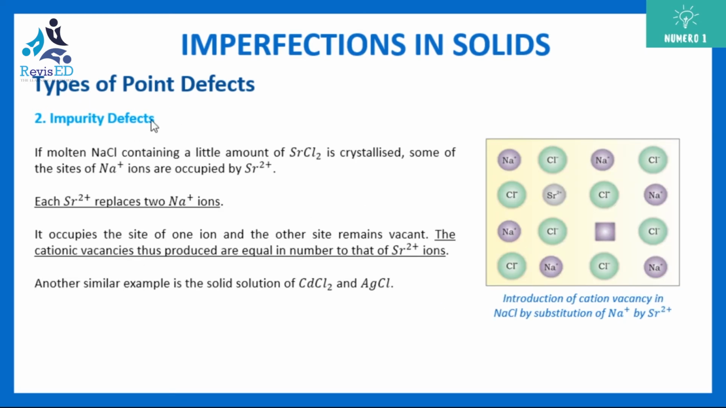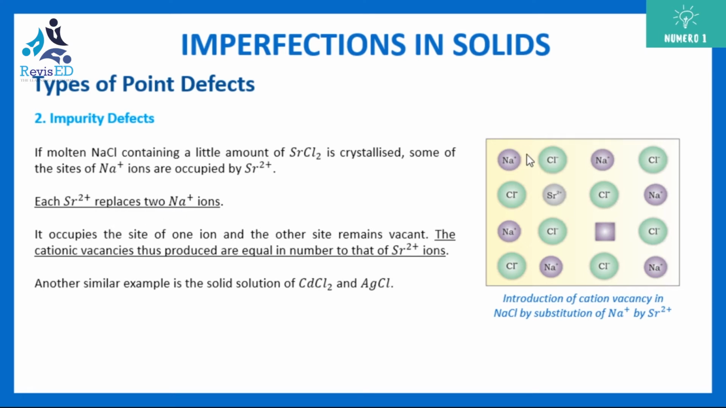Impurity defect, as the name suggests, there is some impurity. Let's say that here we have a structure and it was already molten NaCl. So if you crystallize molten NaCl which contained a little amount of SrCl2, what will happen? Some of the sites of Na+ will be occupied by Sr2+. Each Sr2+ will replace two Na+ ions. The reason for this is again to maintain electrical neutrality. The positive charge on this is +2 and the positive charge on one Na+ is +1. So if two are replaced, then the charges are balanced.